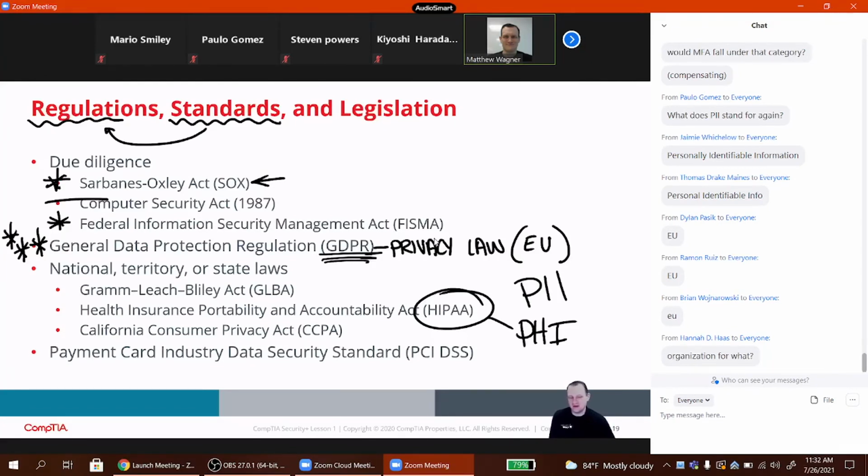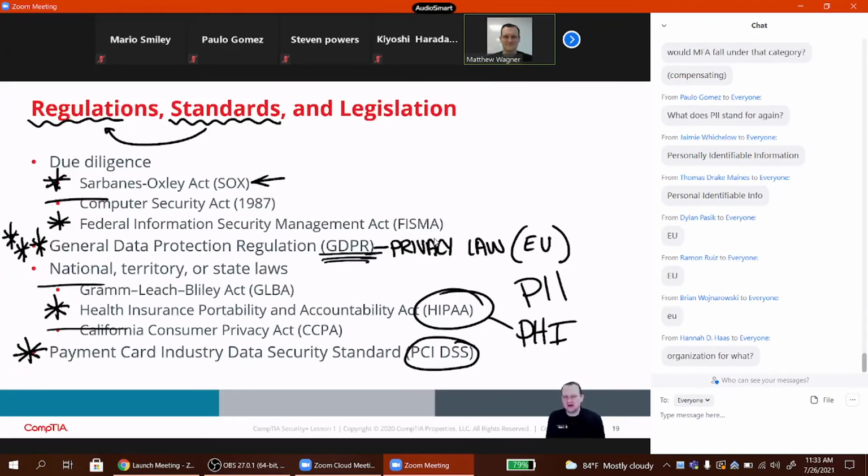Then there's PCI DSS. I'm going to give HIPAA an asterisk because that one's important, and I'm going to give PCI DSS an asterisk. I'll put a little slash through CCPA, Gramm-Leach-Bliley, and Computer Security Act, since they're really not given any attention anywhere.